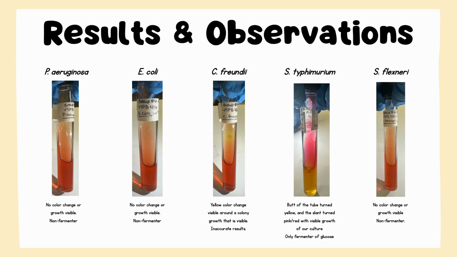For C. freundii, there was visible color change surrounding a colony growth that is visible on the slant of the tube. However, it did not match any results, so the results were deemed inaccurate. For S. typhimurium, the butt of the tube turned yellow, and the slant turned a pinkish-reddish color with visible growth of our culture. This test indicated that it only fermented glucose.